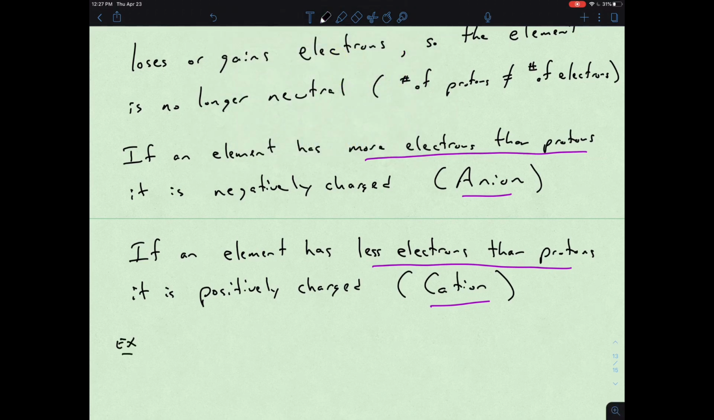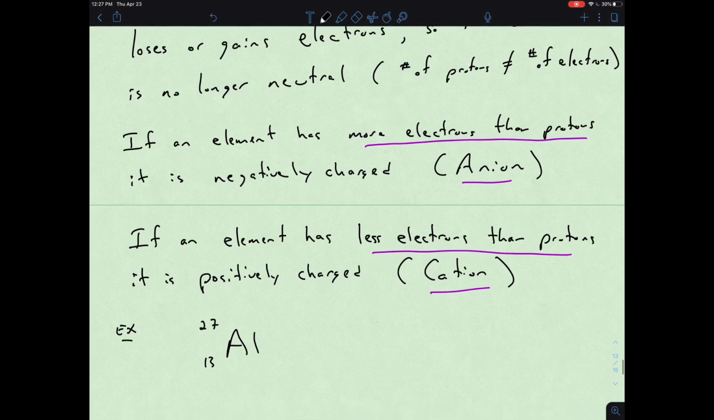So for example, we could look at maybe aluminum here. Aluminum with a mass of 27 has that atomic number of 13. And now we're looking at aluminum again. Notice that none of the first numbers change, but now we have this +3. And so there is our indication of charge.